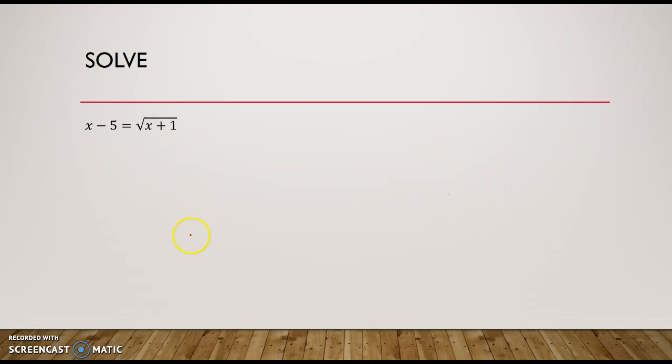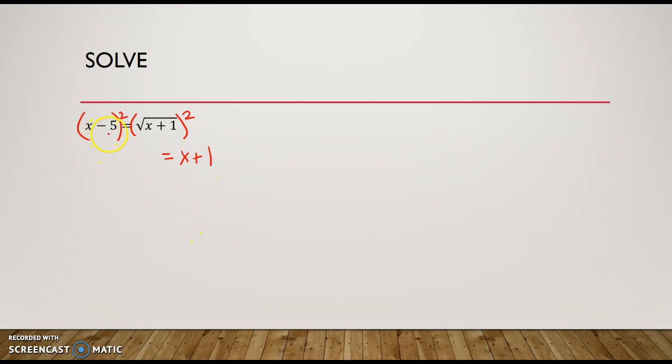And our second example, now I've got x minus 5 equals the square root of x plus 1. Well, my radical is by itself on this side, so my next step would just be to raise it to the power. This is a square root, so to cancel it out, I'm going to square both sides. So now my radical goes away, and I'm left with an x plus 1 on the right.